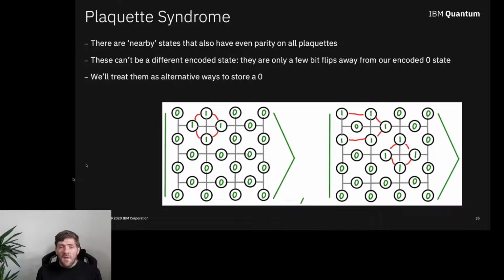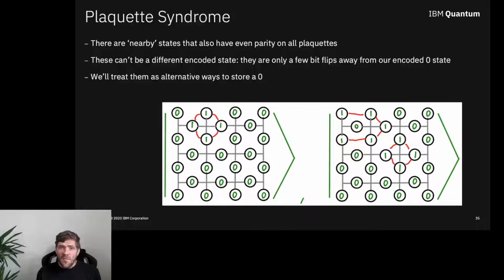So let's do that. Now what we can note from this is that there are lots of nearby states, as we can call them, that also have even parity on all of the plaquettes. So for example, if you just flipped 4 bits around this particular vertex, you would get another state which, when you look around each plaquette, you have an even number of ones, so that's even parity.